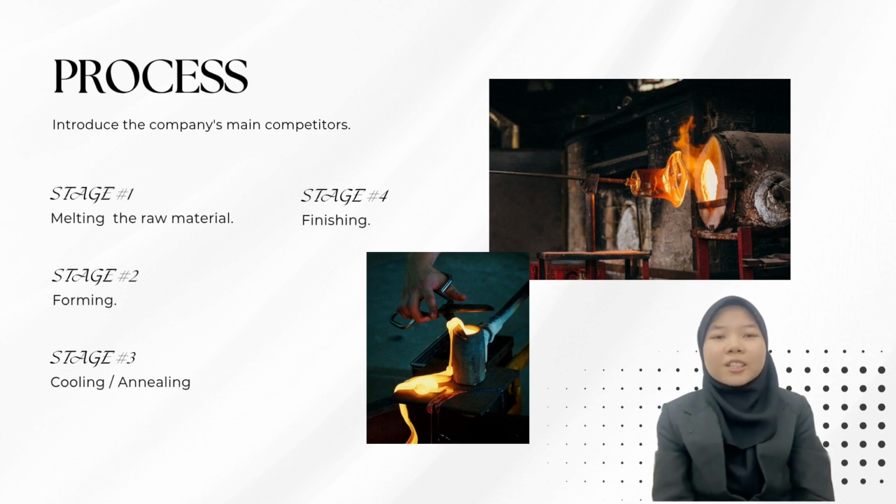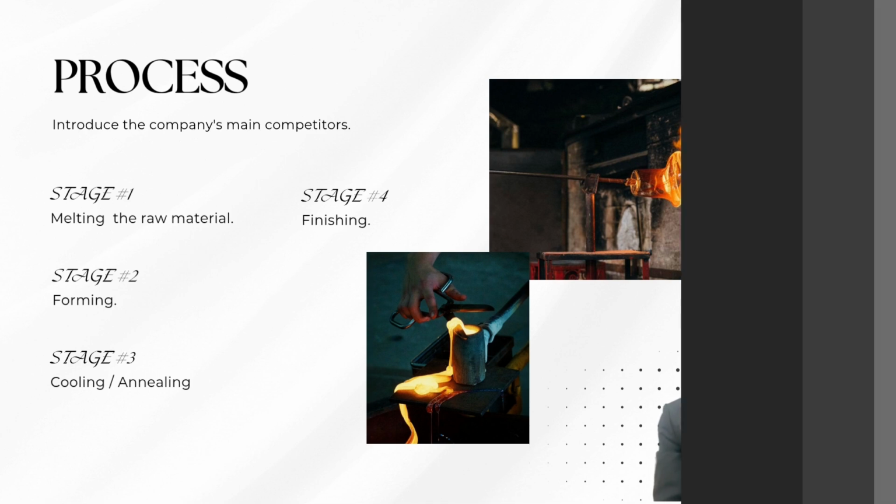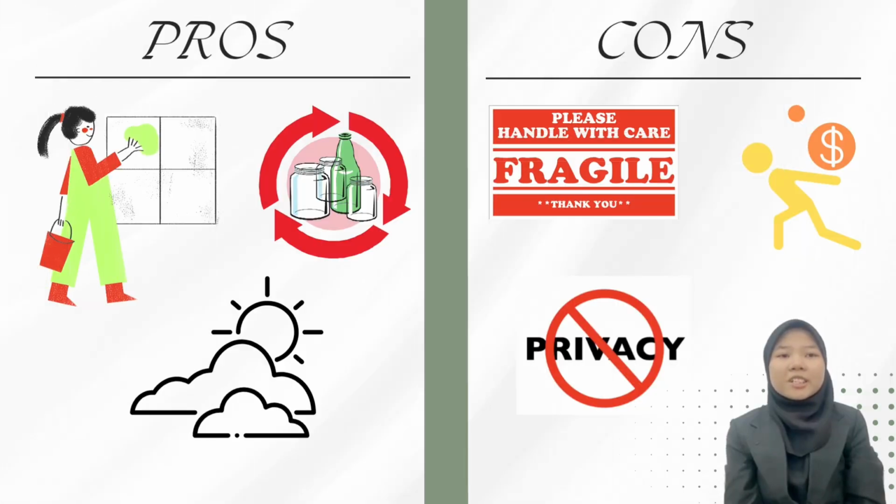After that, for the third stage, the glass is slowly cooled down in a process called annealing to relieve internal stress. Once it cools, the glass will be cut and processed for different uses, which is the last stage. It is called finishing. I will introduce the advantages and disadvantages of glass.